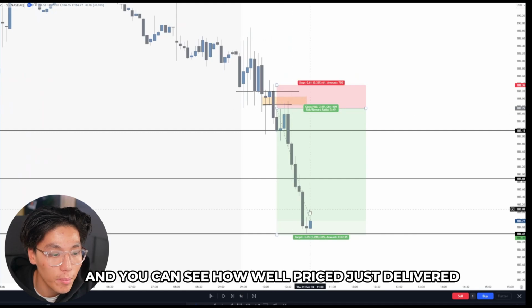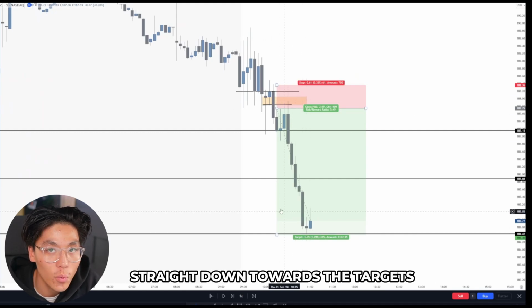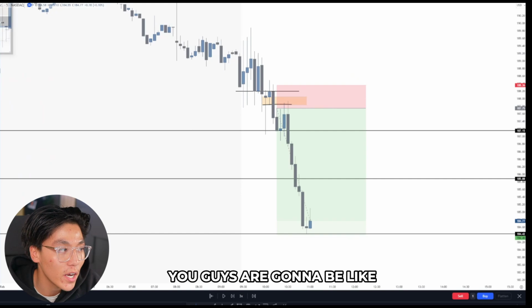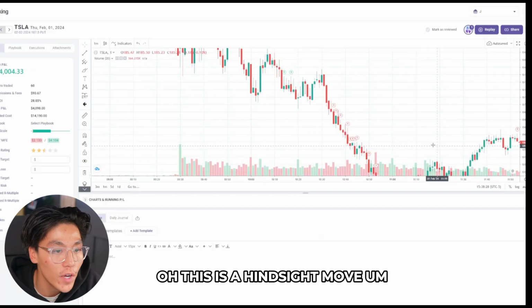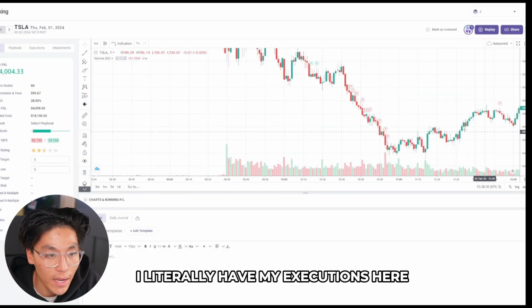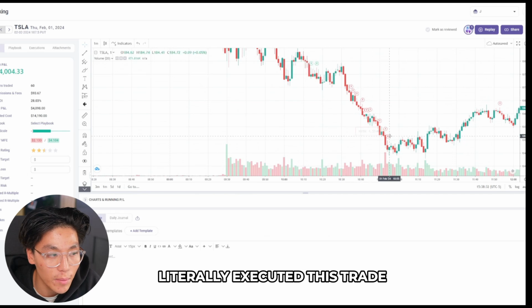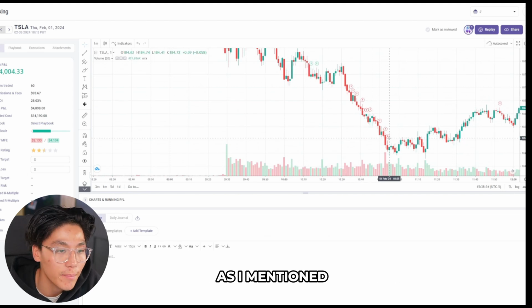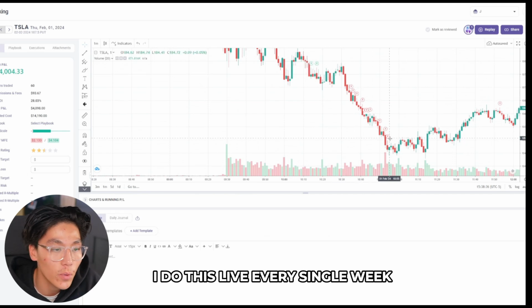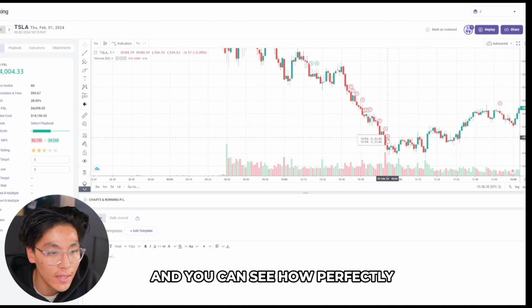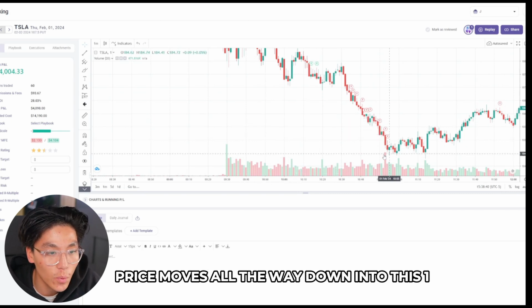And you can see how well price just delivered straight down towards the targets. And obviously, you guys are going to be like, oh, this is a hindsight move. I literally have my executions here, literally executed this trade perfectly with the Discord group. As I mentioned, I do this live every single week. And you can see how perfectly price moves all the way down into this 184 level.